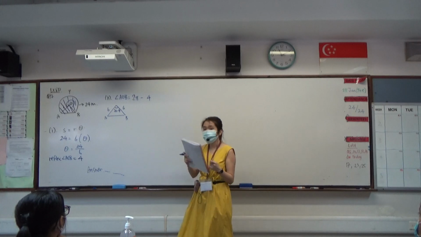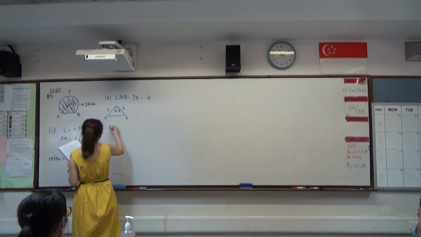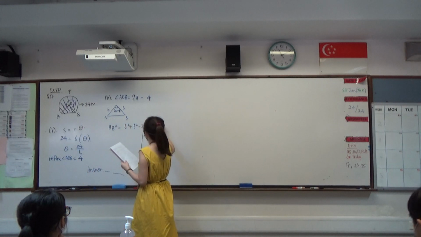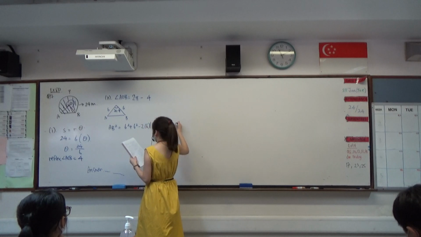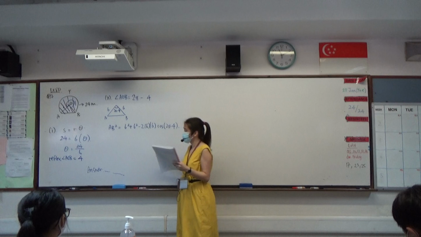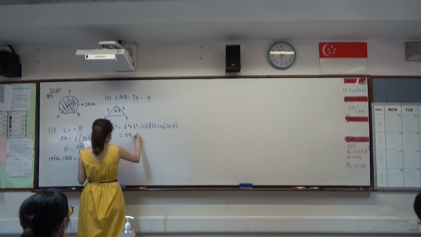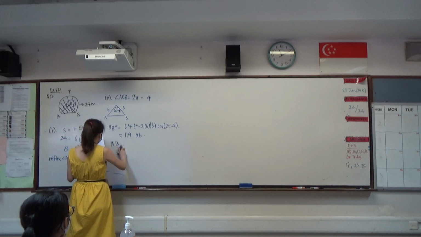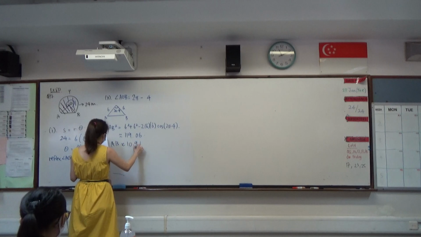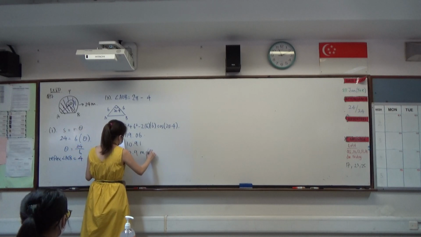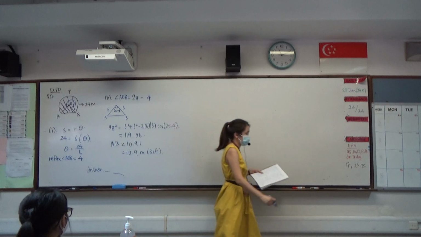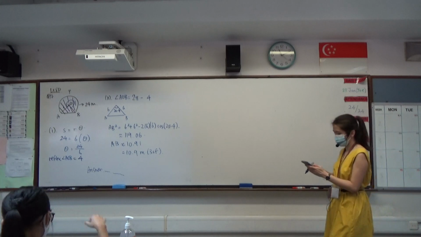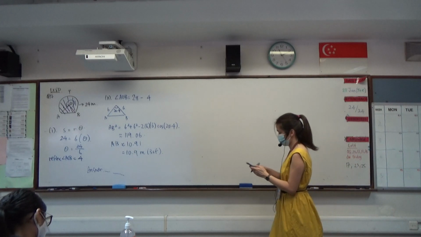So we can use our cosine rule. That will tell us that AB squared equals 6 squared plus 6 squared minus 2 times 6 times 6 cosine of 2 pi minus 4. Make sure your calculator is in radian mode. And then the length of AB will be 10.9 meters in 3 SF. Let me double check the accuracy.